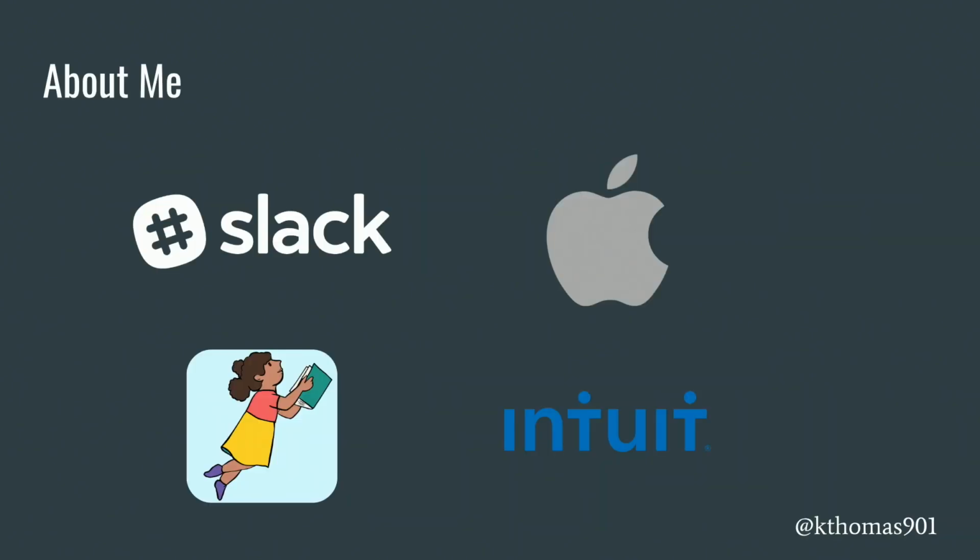So a bit about me. My name is Kaya Thomas. I currently work at Slack, and I work on the messaging team focused on notifications and accessibility. Previously, I spent some time at Apple working on accessibility, and at Intuit working on the Mint app. And I also have my own app called We Read Too, which is a directory of children's and young adult books written by authors of color.